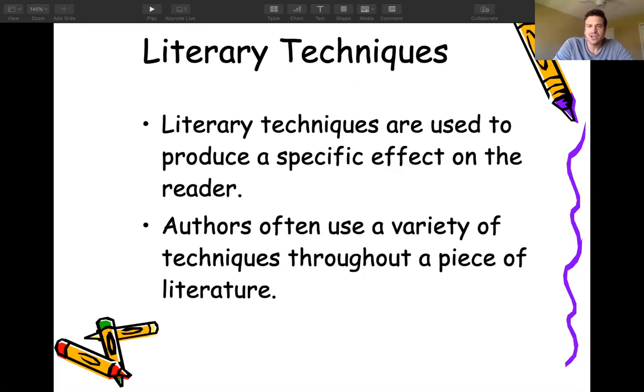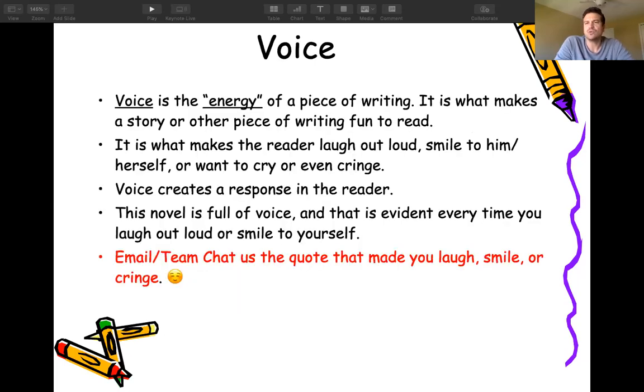Literary techniques are used to produce a specific effect on the reader. Authors will often use a variety of these techniques throughout a piece of literature. One of them is voice. Voice is kind of like the energy or how you feel after reading something. It's what makes it fun to read. It'll make you maybe laugh out loud as you're reading, smile to yourself, or maybe you want to cry or cringe. Think about when we read Wonder and Augie cracks a joke and we smile to ourselves as we read. That's the author's voice shining through their writing. So it creates a response in the reader.